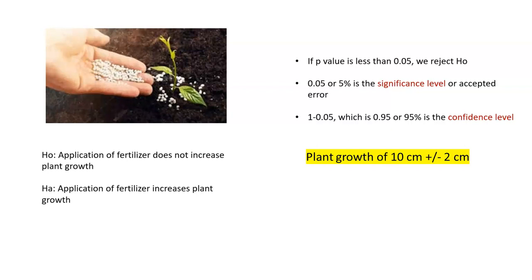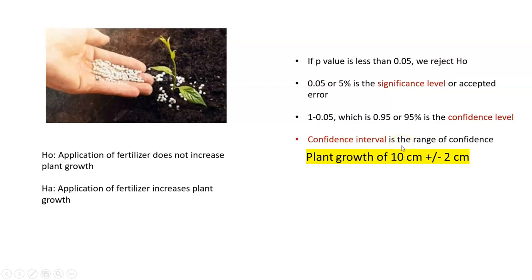So I state it as a range. I expect it to be 10 centimeters, but plus or minus 2 centimeters is the real possibility. So I am stating it as a range, right? 10 centimeter plus or minus 2 centimeter is what? 8 centimeter to 12 centimeter. So I expect the plant growth to occur anywhere between 8 centimeter to 12 centimeter, right? So confidence interval is really the range of confidence.